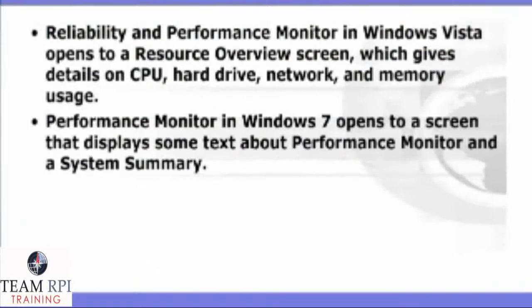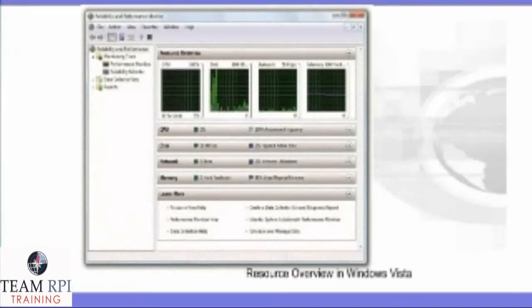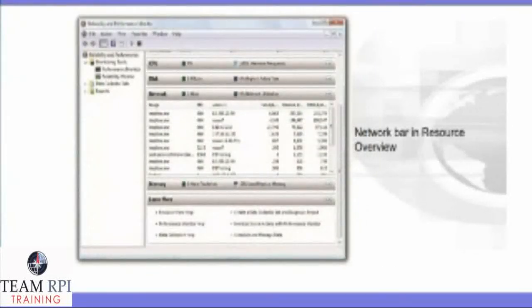The Reliability and Performance Monitor in Windows Vista opens to a resource overview screen, which gives you details on the CPU, hard drive, network, and memory usage. The Performance Monitor in Windows 7 opens to a screen that displays some text about Performance Monitor and System Summary. Here's a look at the resource overview in Windows Vista, and the network bar in the resource overview.